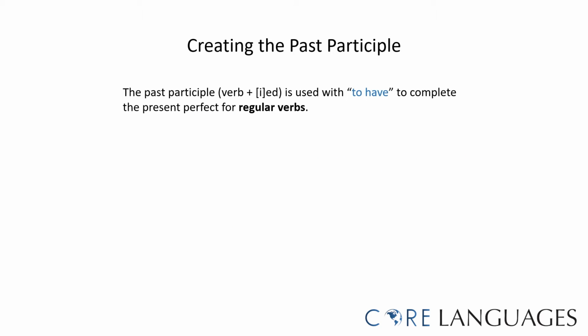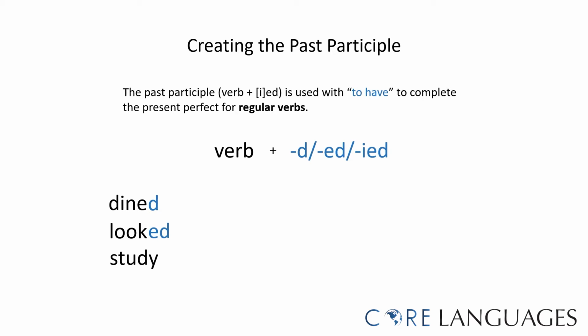To create the past participle with regular verbs, we typically add the ending d, ed, or ied. For example, dine, dined. We only add d because the verb dine ends in e. Look, looked. The verb study and the ending ied turns into studied. We exchange the y for an i.